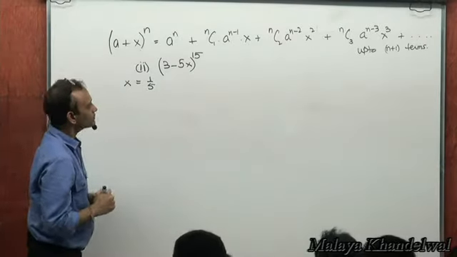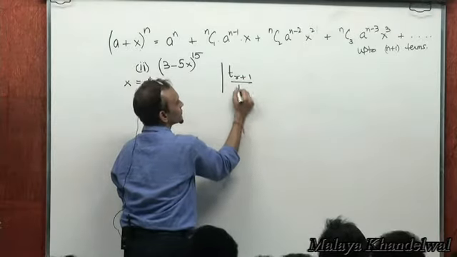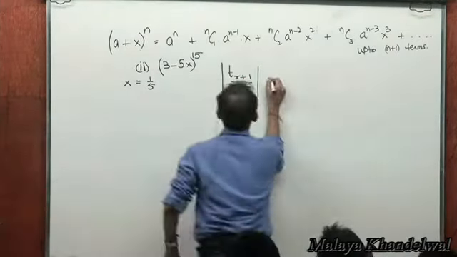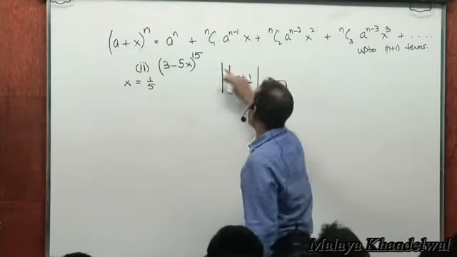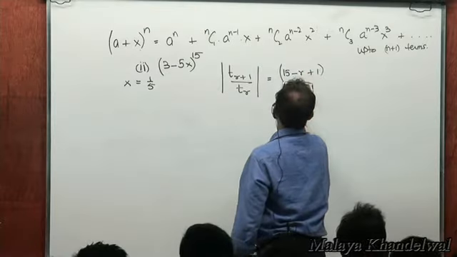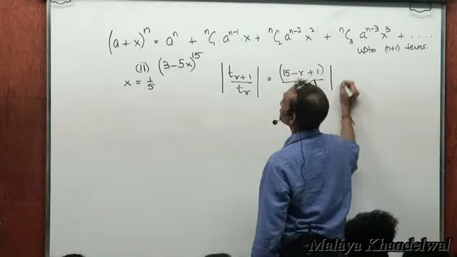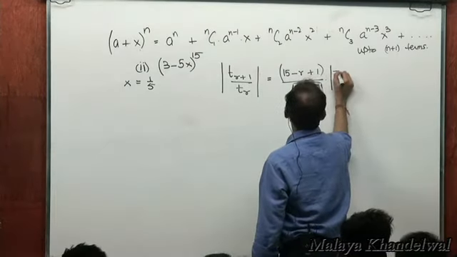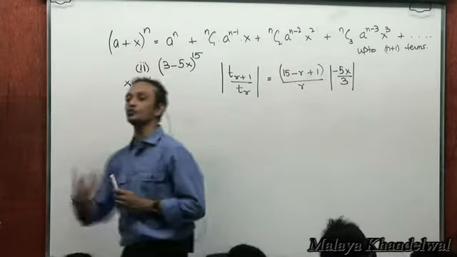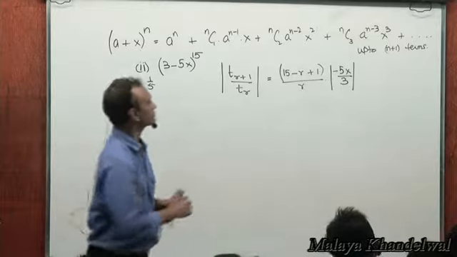Now, look, like before, magnitude of next term divided by previous term. That is (N minus r plus 1) divided by r. N is 15 here. So (15 minus r plus 1) divided by r, multiplied by the magnitude of minus 5x by 3. The magnitude of minus 5x by 3 would be the numerical ratio of next term to previous term. That's a numerical ratio, right?